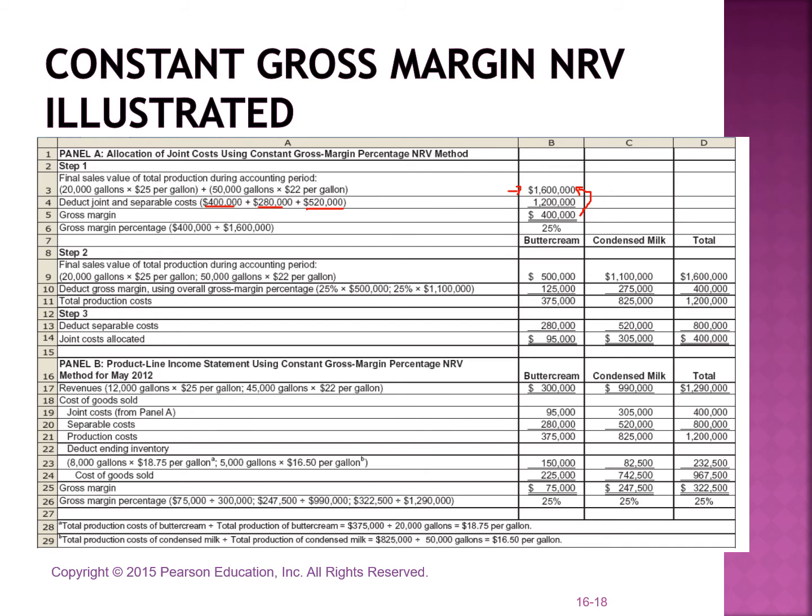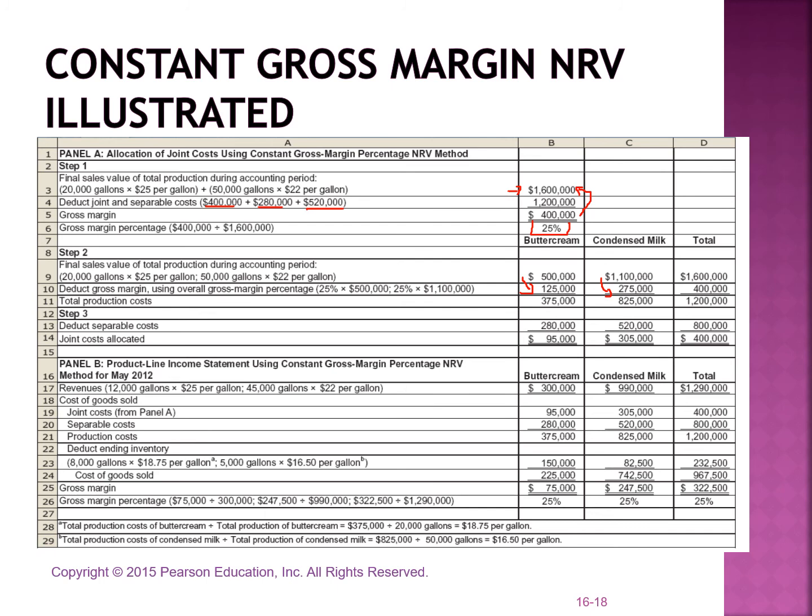Then I will deduct the gross margin using the overall gross margin percentage. We said that we would like to have 25% gross margin. So it is very easy. I will multiply the 500,000 by 25%, and this will be the gross margin. The same will be done for the 1,100,000, and the total gross is 400, and this is what we have here. Then the remaining will be considered the total production cost. Okay, for the buttercream here, I have 375,000 cost.